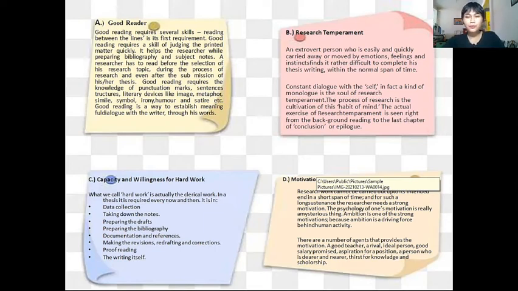The fourth point is motivation. Research work cannot be carried out up to its intended end in a short span of time, and for such a long sustenance, the researcher needs a strong motivation. The psychology of motivation is really a mysterious thing. Ambition is one of the strong motivations, though. There are a number of agents that provide the motivation, which are a good teacher, a rival, an ideal person, a good salary promise, aspiration for a position, a person who is dearer and nearer, and thirst for knowledge and scholarship.